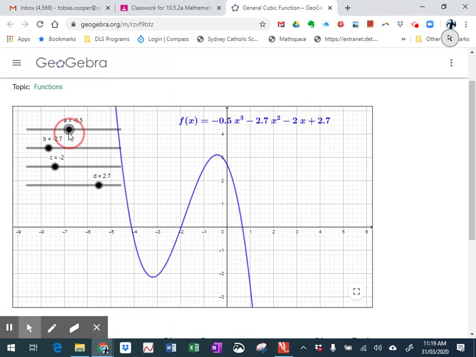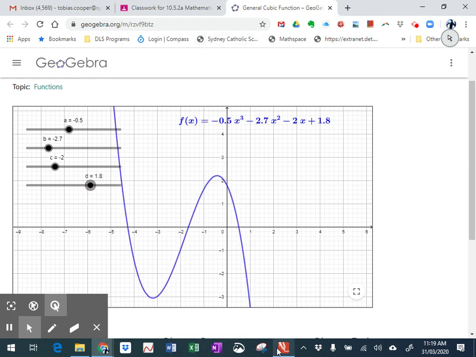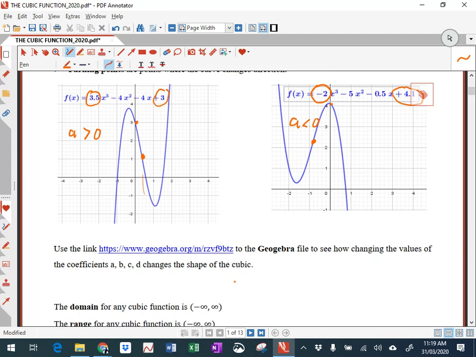Make sure you can see both turning points. So when you do the changing of the values for A, which is what I'm doing now here, make sure you can see both turning points. Okay, turning point there, turning point there. That way you can see how the graph is changing. All right, let's go back to your document. So you've had a play with that.